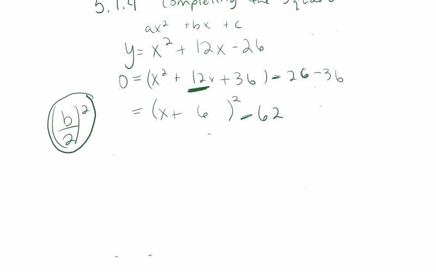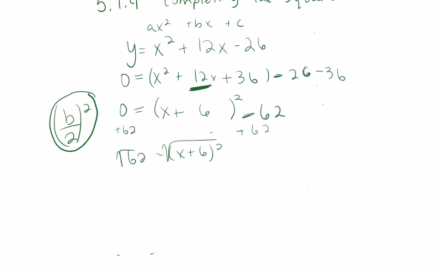And I can also solve it. So I can add the 62 to both sides. So 62 equals x plus 6 squared. I take the square root of both sides. So the square root of 62 equals x plus 6. And then you have to do plus or minus, because when I take the square root, it could be plus the square root of 62 or minus the square root of 62, and subtract 6. So my final answer is negative 6 plus or minus the square root of 62. So these are my two solutions.